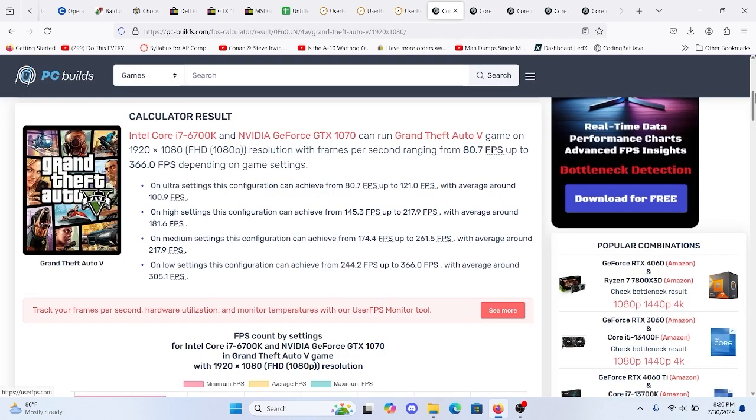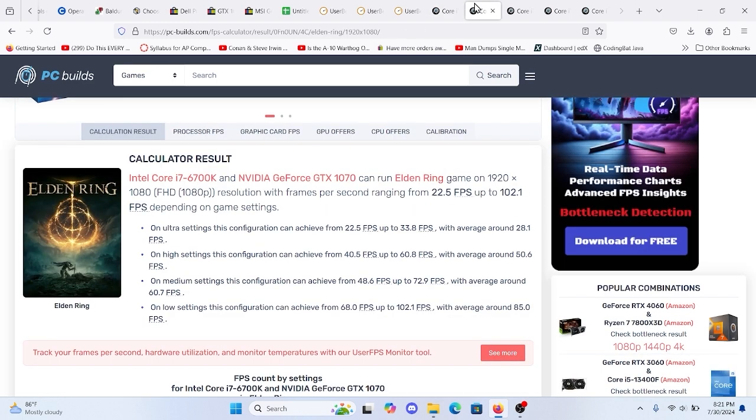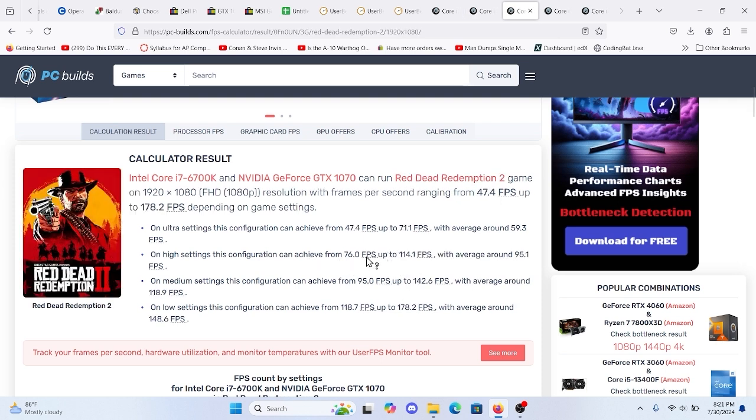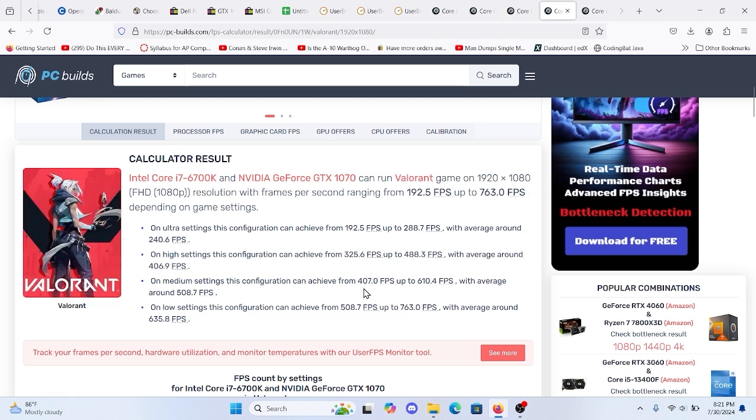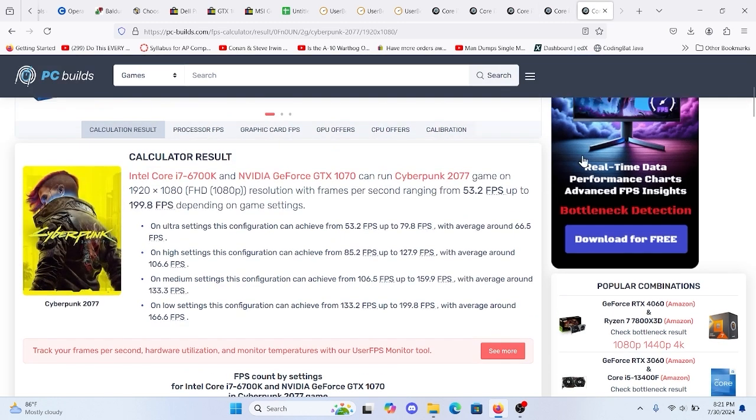If we compare just some general games here, GTA 5, you can get 80.7 on Ultra. Elden Ring will cause this computer to struggle slightly, but if you don't mind playing medium, then you can still do about 60 FPS. Red Dead, again, if you do medium, you can still get a very good FPS out of it. Valorant, you can get very high FPS. And even Cyberpunk on medium, you can still get 80 to 100 FPS.